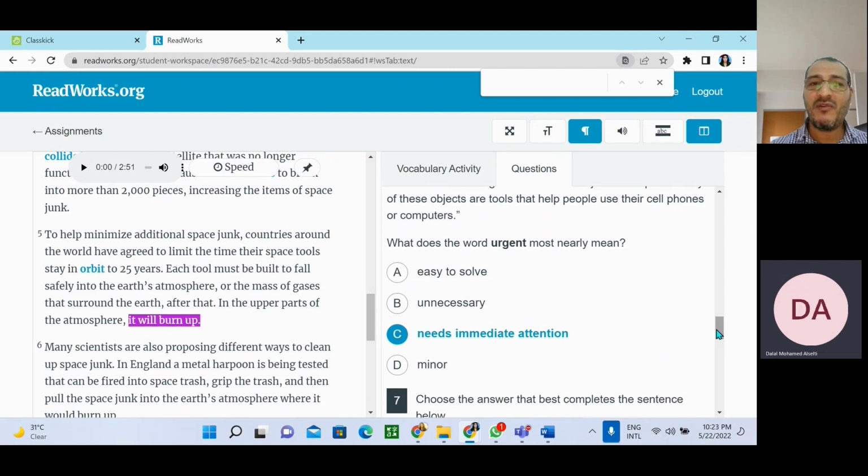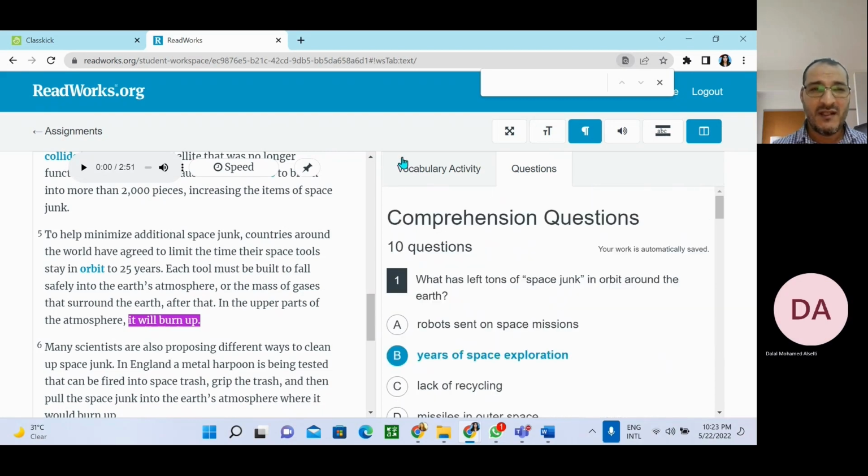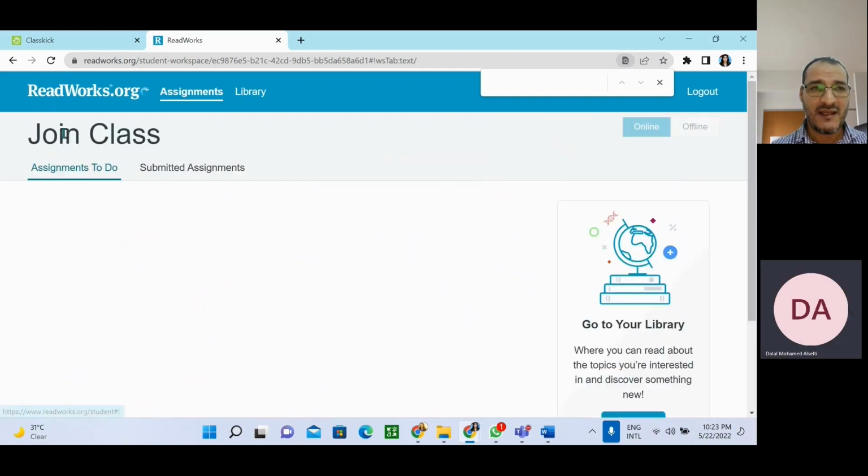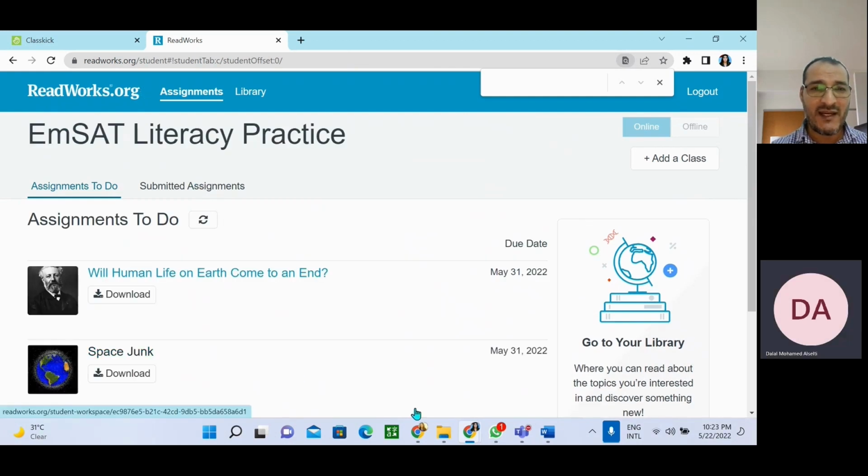Can you reach the library, Hamail? Can you reach the library on ReadWorks? Get out of this assignment. You see this arrow back here? Click on that. On the top left, under the ReadWorks logo, there's assignments. Yeah, click on that. Okay. Click on the library.